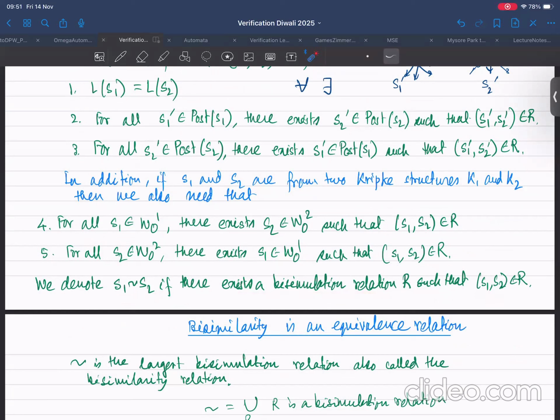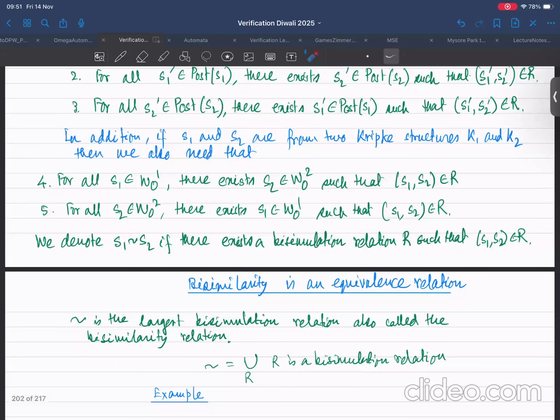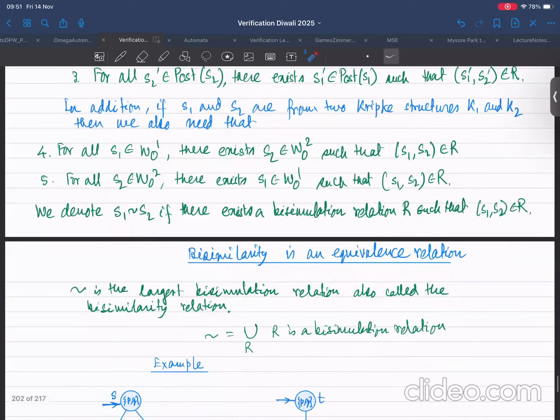The definition of the bisimulation relation is clear. You think that it's clear, but we will see that it requires a bit more intuition and clarity once we discuss it more.